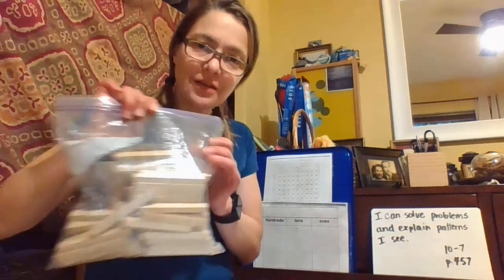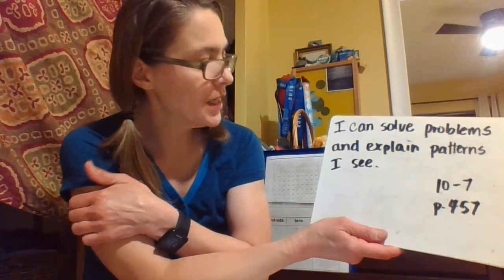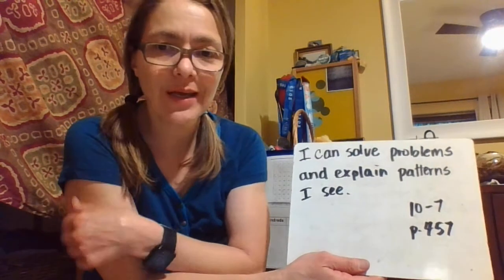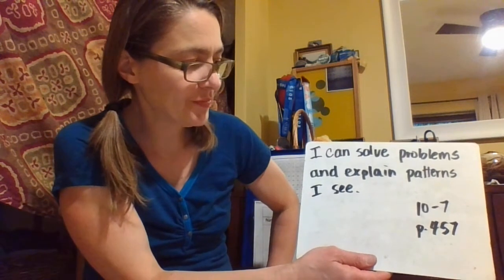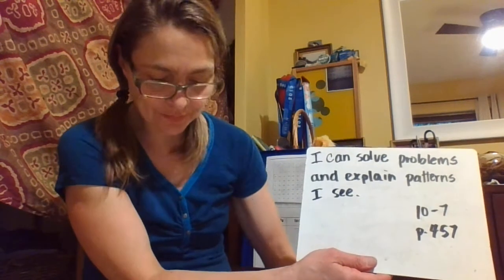For this lesson you need your workbook, your place value mat, your whiteboard and a marker, and your blocks if you want to use those, or you can draw blocks with your marker on your board. I've written the I can statement here, and let's read it. I can solve problems and explain patterns I see, patterns I notice, okay? I can solve problems and explain patterns I see. We're on 10.7, and the page number is 457.